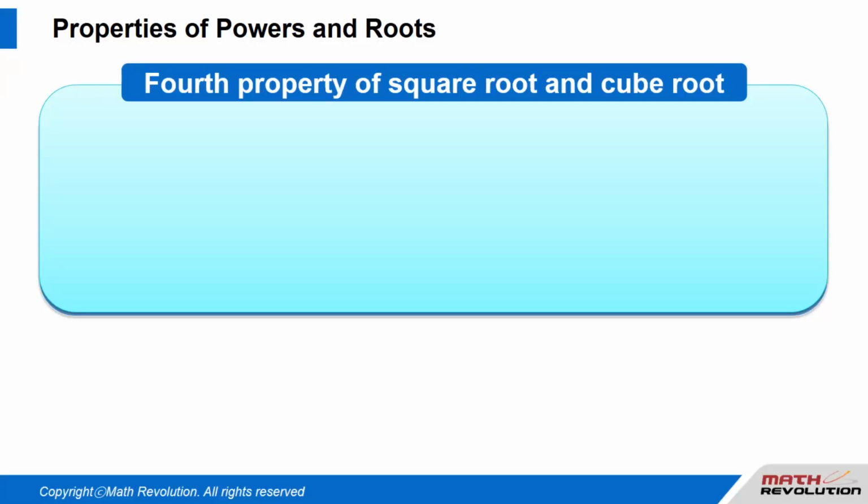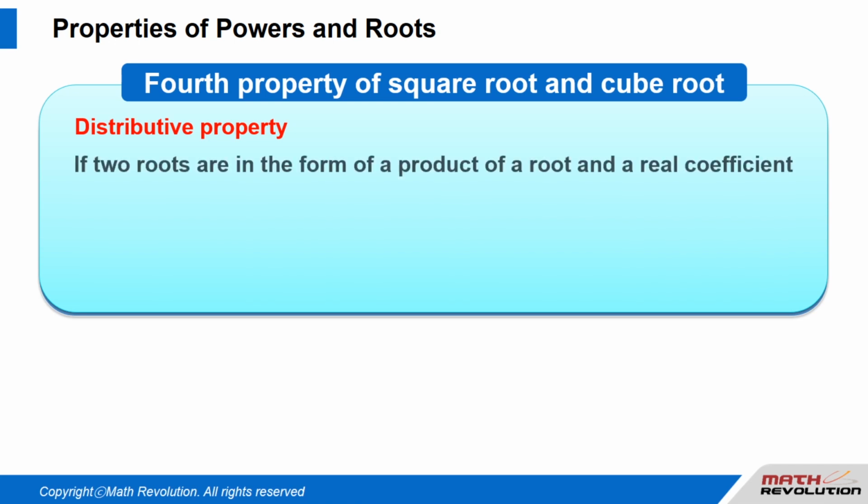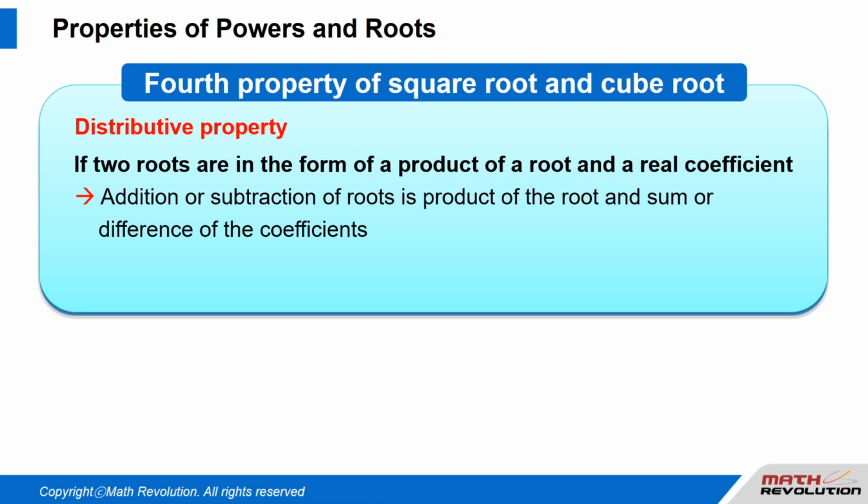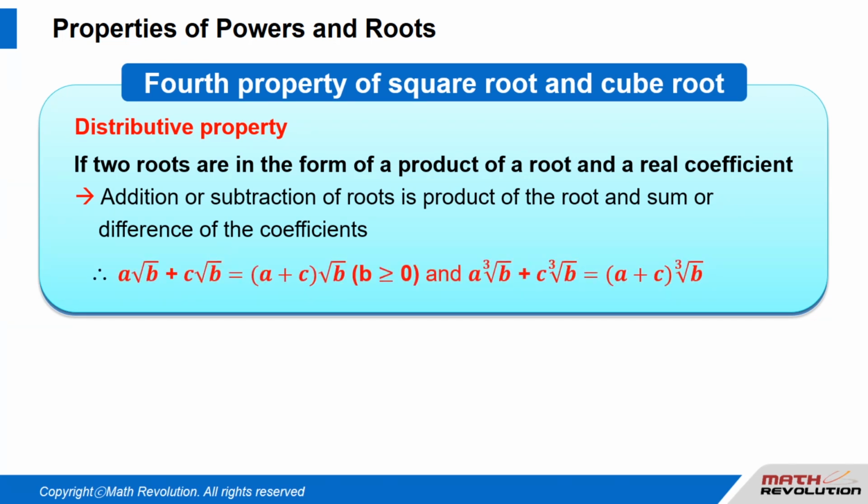Let us talk about the fourth property of square root and cube root. This property is also known as the distributive property. If two roots are in the form of a product of a root and a real coefficient, then the addition or subtraction of the roots is the product of the root and the sum or difference of the coefficients. So a times square root of b plus c times square root of b is equal to (a plus c) times square root of b, where b is greater than or equal to 0.